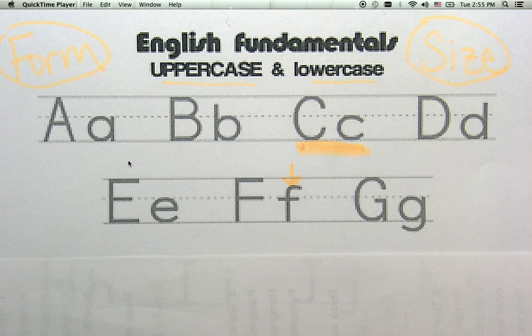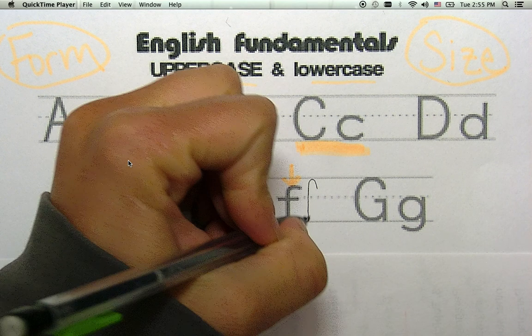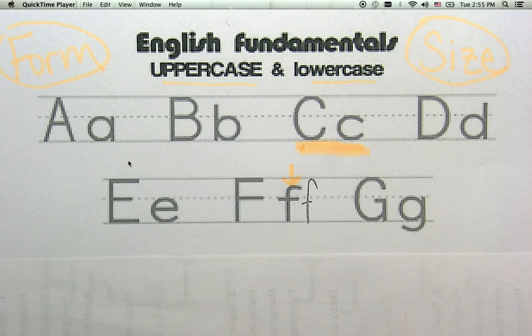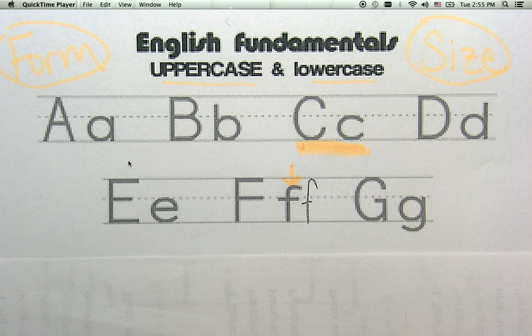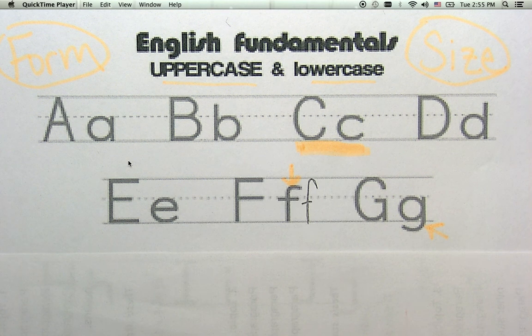You can see that the small f has a curve here, or many people even exaggerate that more and they make it more of a hook. So it goes top to bottom. G changes shape and size. One important thing that many students forget is that the tail of the G should go below the line. It should not sit on the line.